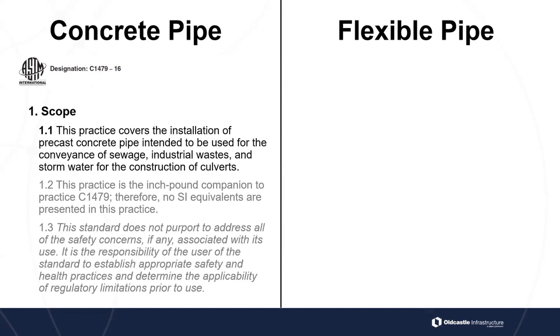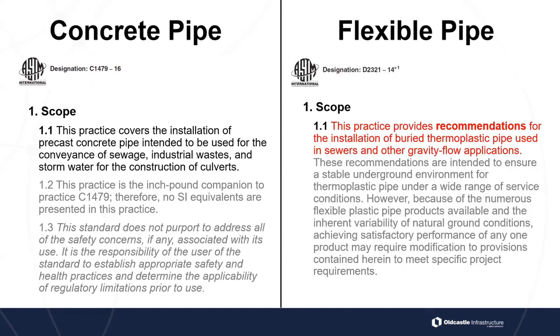So when we look at concrete pipe, this talks about the scope of what it covers: the installation of precast concrete pipe intended to be used for the conveyance of sewage, industrial waste, and stormwater, for the construction of culverts. Okay. Now with flexible pipe, I've highlighted a few things so that we can look at them as we go through. This is from scope section 1.1. This practice provides recommendations, right? So it doesn't cover the installation. It just provides recommendations for the installation of buried thermoplastic pipe used in sewers and other gravity flow applications.